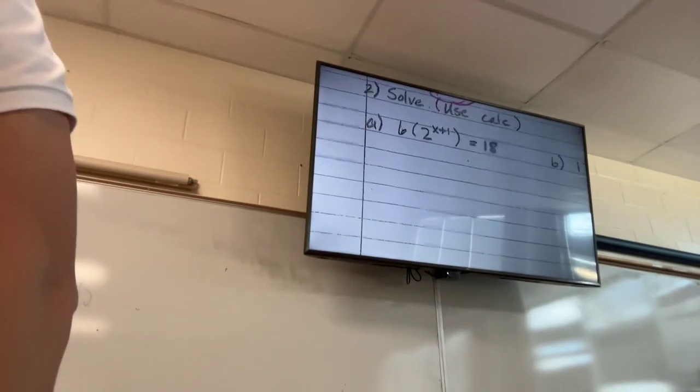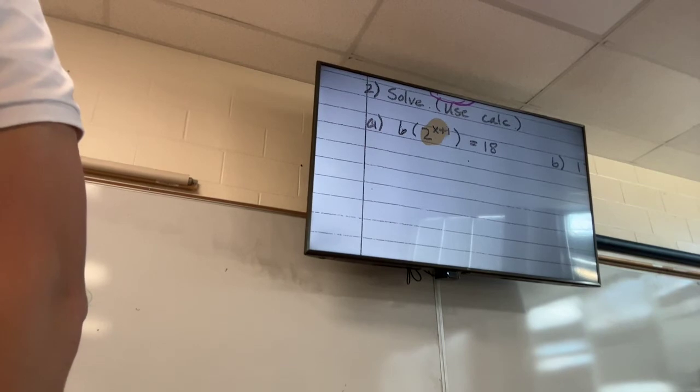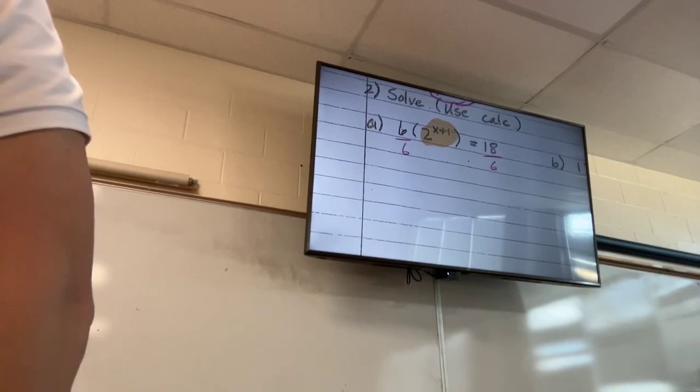So we got to get x by itself, right? So we got to get what by itself first? The exponents. So we'll divide both sides by 6.